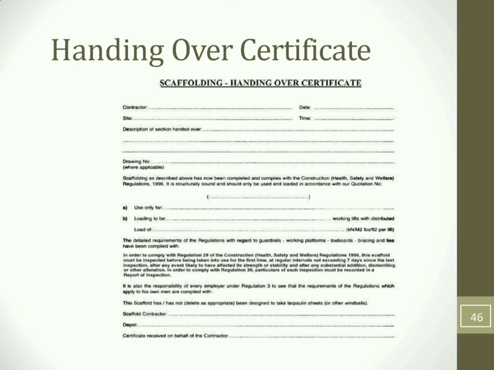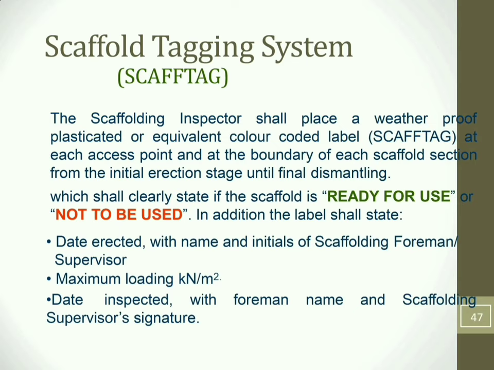And next, the scaffold tagging system. The scaffolding inspector shall place weatherproof plasticized or equivalent color-coded labels at each access point at the boundary of each scaffold section, from the initial erection stage until final dismantling, which shall clearly state if the scaffold is ready for use or not to be used. In addition, the label shall state the date erected, maximum loading in kilonewton per square meter, date of inspection, foreman name, and scaffolding supervisor signature. Everything is included in the tagging system.